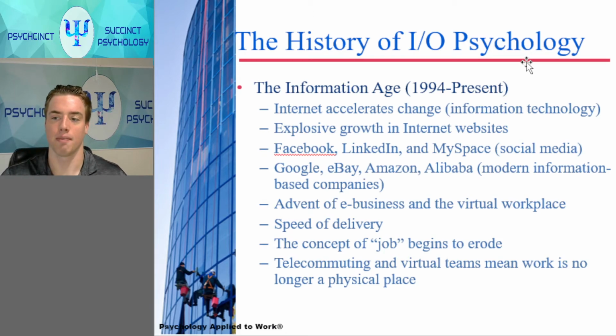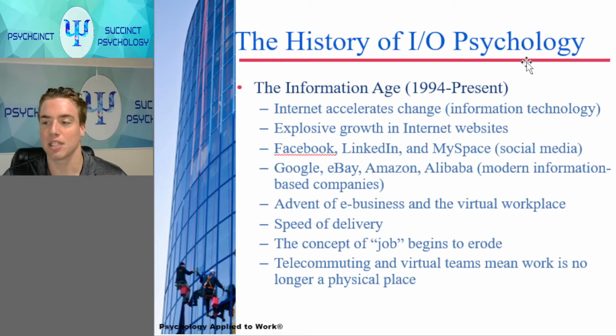For example, big websites like Facebook, LinkedIn, and MySpace for social media. Then you had Google, eBay, Amazon, and Alibaba, which are modern information-based companies. Obviously Google is information-based. You Google things to find out about stuff or to find website information.